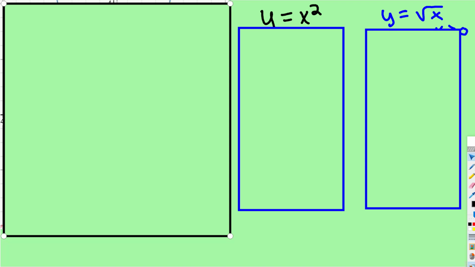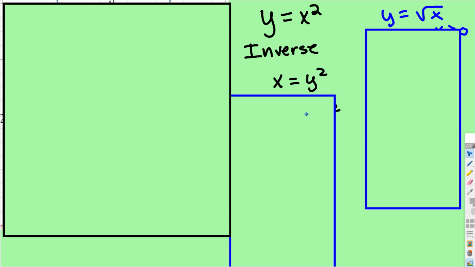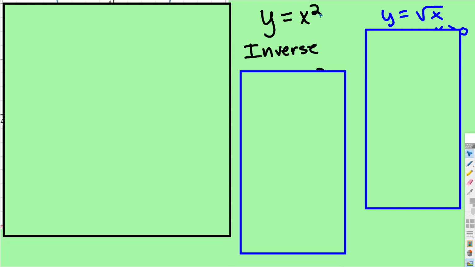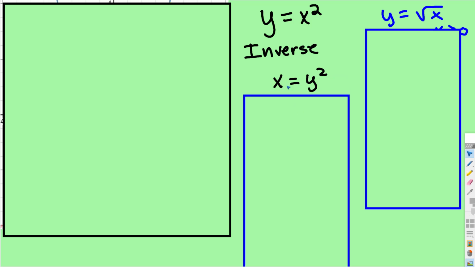Okay, we're going to talk about functions that are inverses and sometimes how domains are restricted. So let's go ahead and find the inverse of the x squared function. Remember what I said in the last video, swap the x and the y, so you'll rewrite it as x is equal to y squared. Now to get the y by itself, you take the square root of both sides.